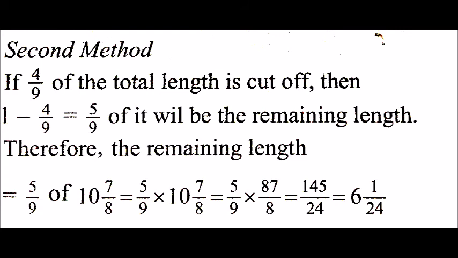Therefore, the remaining length, 5 over 9 of 10 whole number 7 over 8, is equal to 5 over 9 times 10 whole number 7 over 8. This is equal to 5 over 9 times 87 over 8, which is equal to 145 divided by 24. And 24 goes into 145 6 times, remainder 1 over 24.